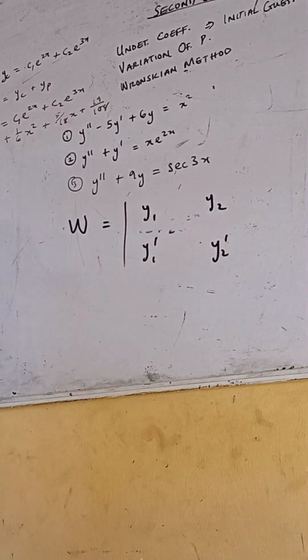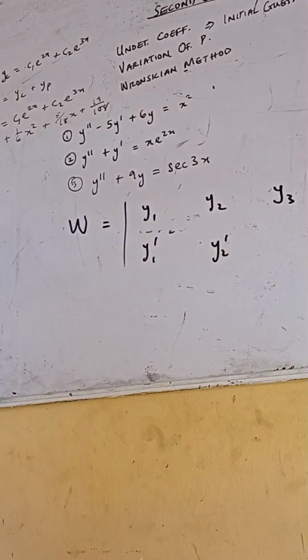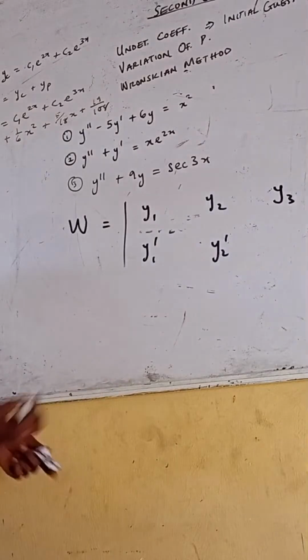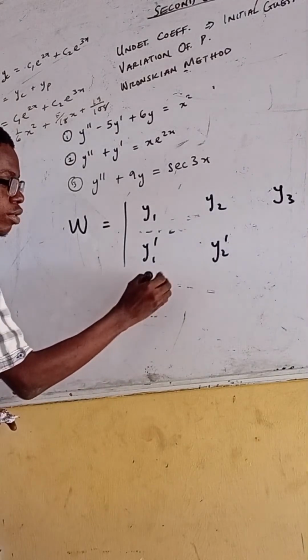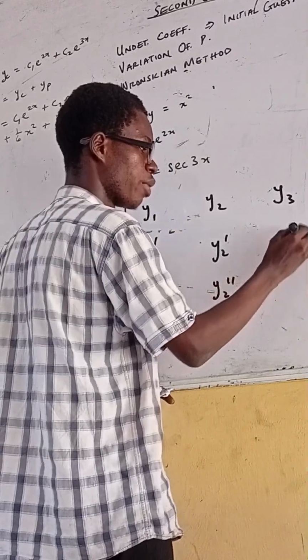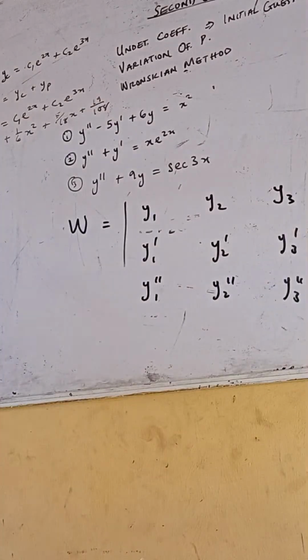But if it is longer than that, you can have y3. But it is always going to be a square matrix. If this is 3, this one must be 3. So we now have y1 double prime, y2 double prime, y3 prime, y3 double prime. So we now find the determinants. We know how to find the determinants.